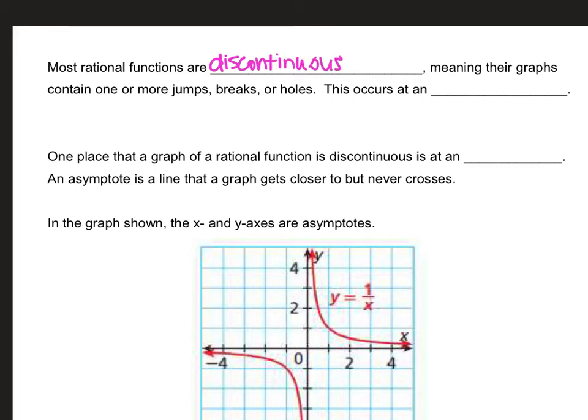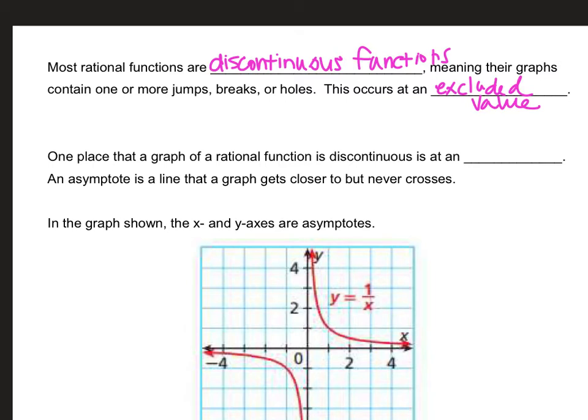So discontinuous functions, meaning their graphs contain one or more jumps, breaks, or holes. This will occur at an excluded value. So those excluded values we just talked about will have a break in the graph, or a jump, or a hole, or something like that.